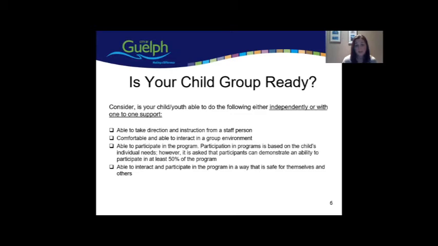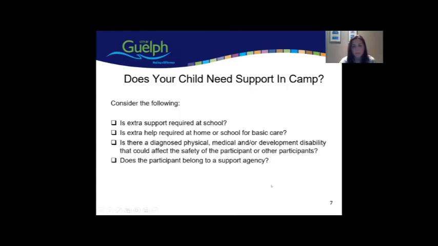And again, that's to say that many children will need support with this, but just think about that concept of being group ready for our summer camps. When you're looking at City of Guelph camps, does my child need support? Is extra support required at school, at home, or for basic care? Is there a diagnosed physical, medical, or developmental disability? And does the participant belong to a support agency?